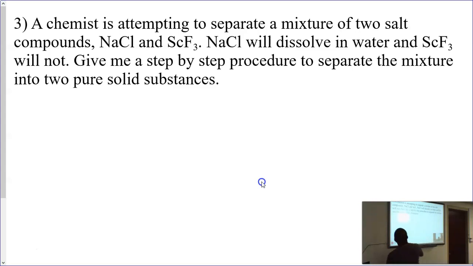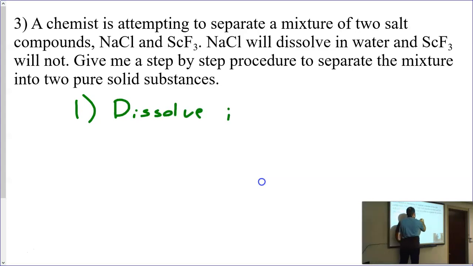So step one. One dissolves and one doesn't. All right, let's dissolve the mixture, right? If I have two substances where one dissolves and one doesn't, let me try to dissolve it in water, because half of it will and half of it won't. So let's try to dissolve it in water.